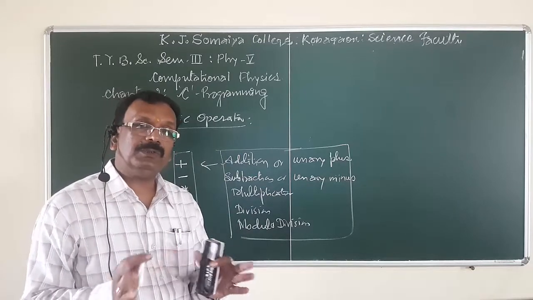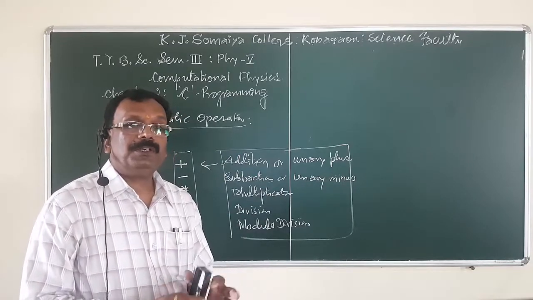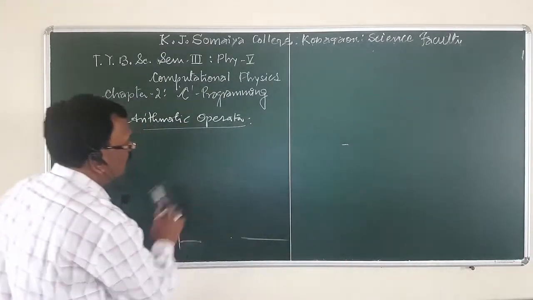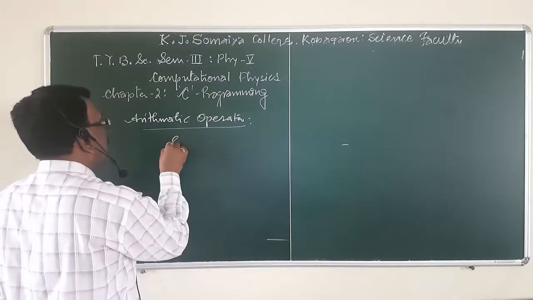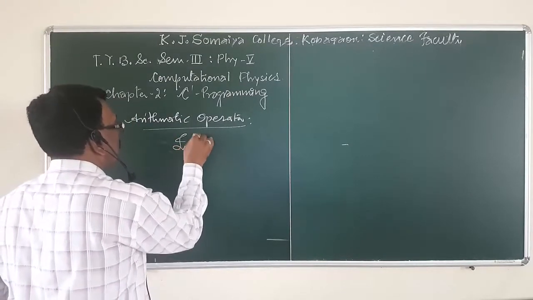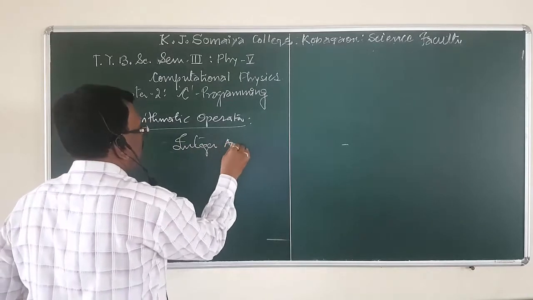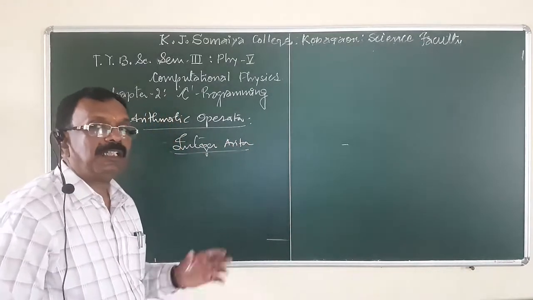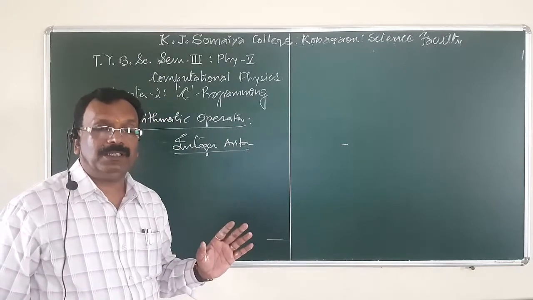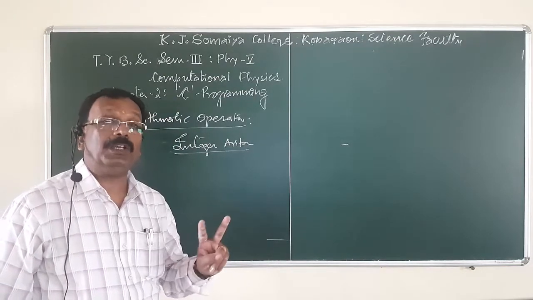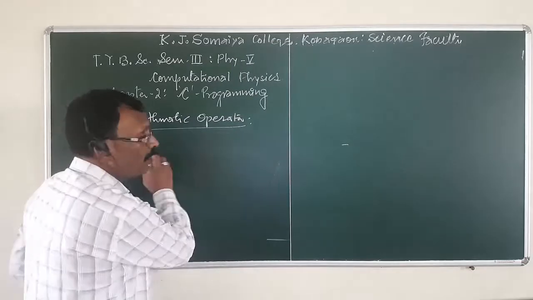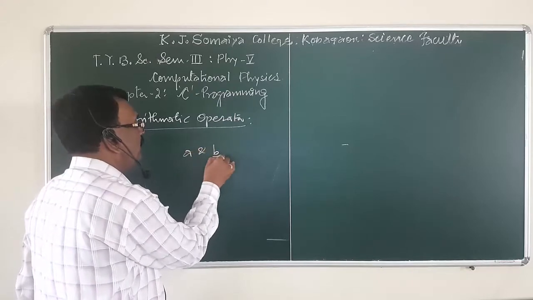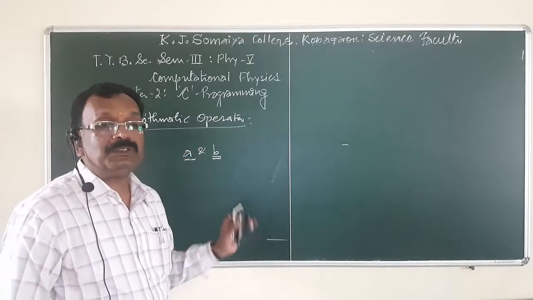Examples are divided into two groups. First one is integer arithmetic. Integer arithmetic means arithmetic related to integer numbers only, and an integer number means a whole number. For this purpose, let A and B be two variables.